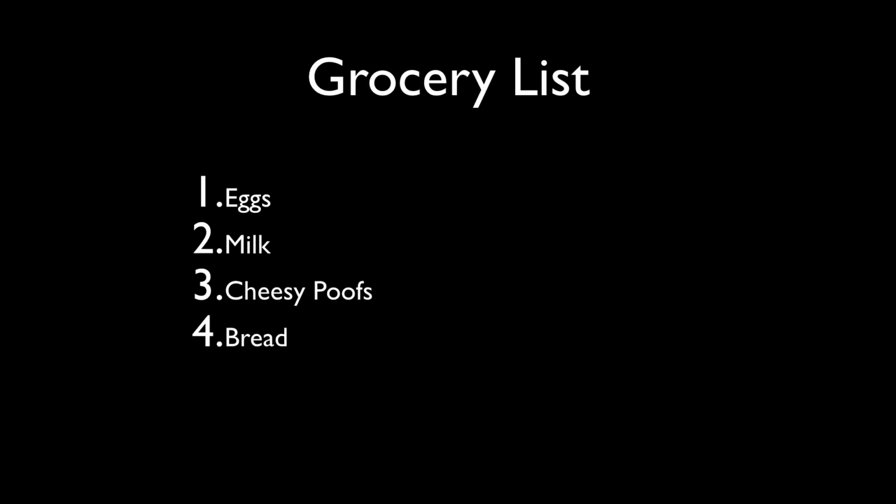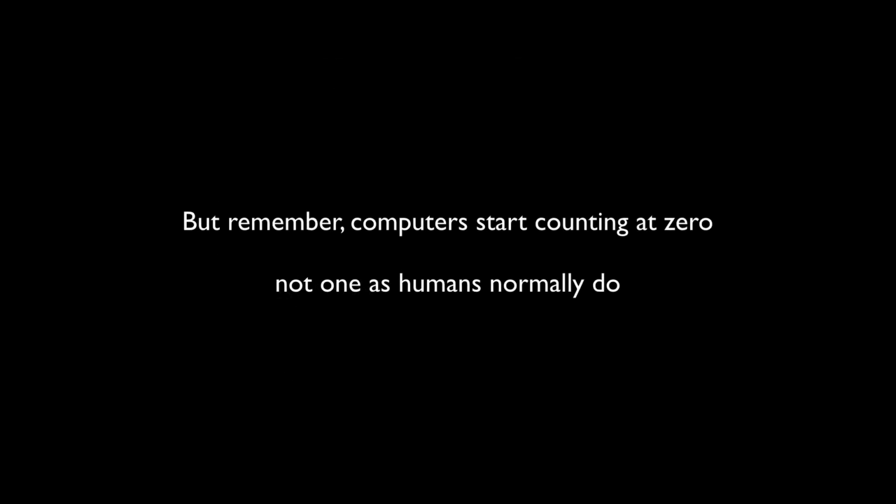So I'll take it one step further when I'm talking about my list as an array. I want to pay attention to the position of each item. So the first item in the list is eggs, the second is milk, the third is cheesy poofs, the fourth is bread, the fifth position is deodorant. But you have to remember when you're talking about arrays, and programming in general really, but especially arrays, that computers don't start counting at 1 the way normal people do. They start counting at 0. So you have to bear that in mind.